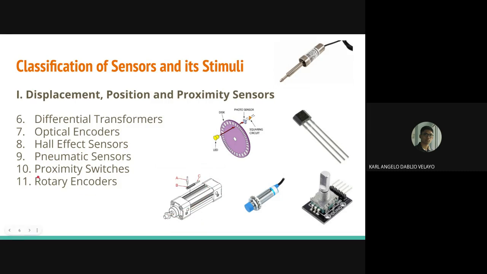Next, we have proximity switches. So here's an image of it. So it is used to determine how close an object is. So it is determined by certain means such as magnetic, electric, or optical.